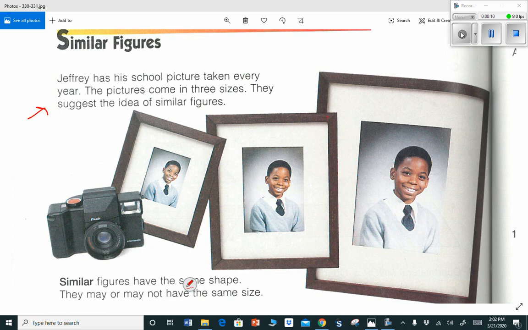This tells us that Jeffrey has his school picture taken every year. The pictures come in three sizes. They suggest the idea of similar figures. So you can kind of guess what similar figures are just based on that.